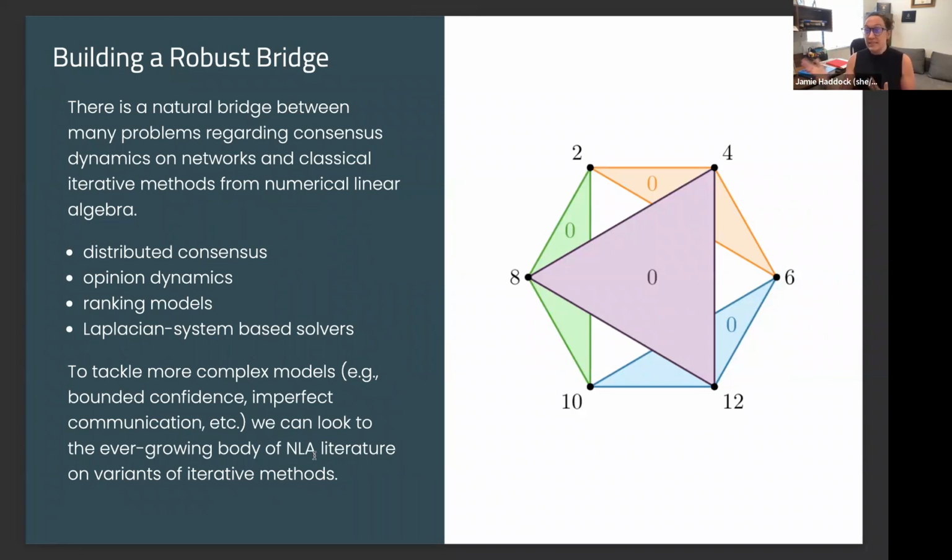So one of the kind of places I'm currently going with my research students is to try to use these numerical linear algebraic results to tackle more complex models. So bounded confidence models and opinion dynamics, models with imperfect communication. And to do that, I'm sort of looking to this really growing literature of results about iterative methods in numerical linear algebra to find variants that are sort of best modeling the dynamics that are happening over in the kind of applied problems.